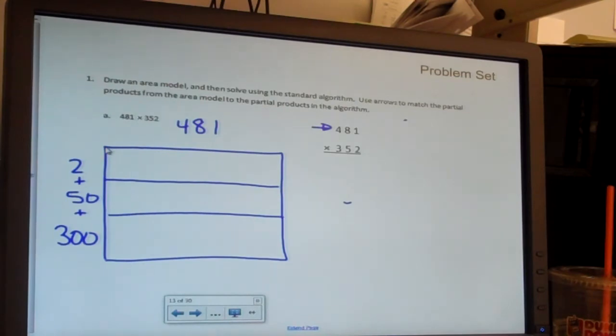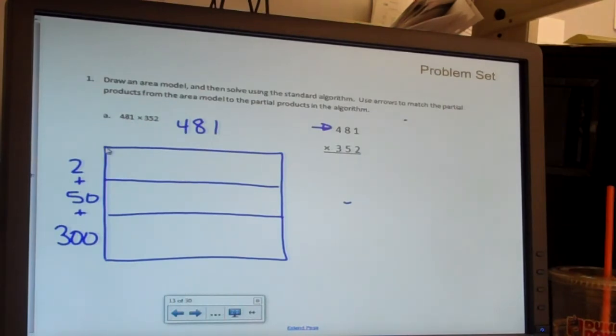Why are we doing the 2 first, then the 50, then the 300? Carson says because you're going by these two. Right, and what was the reason though? What happens when we do the standard algorithm? In the standard algorithm, we would multiply the 2 out first, then we would multiply the 50, and then the 300.